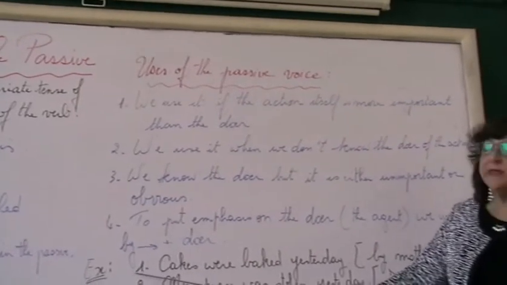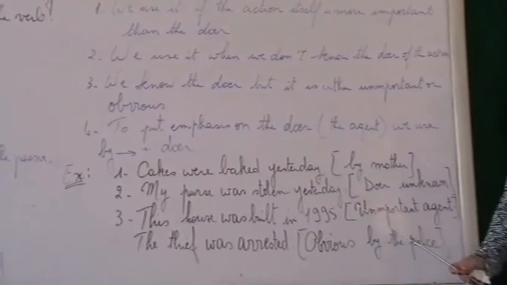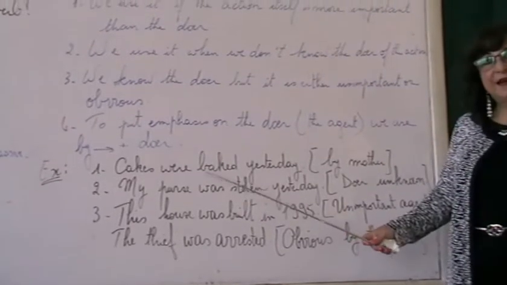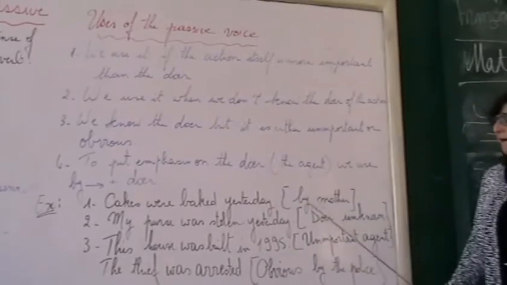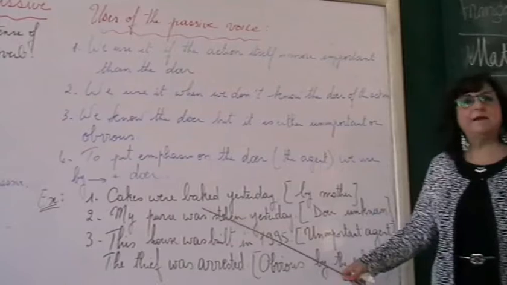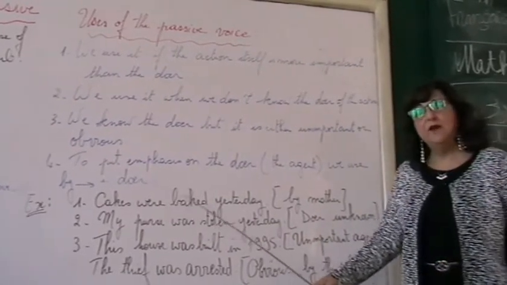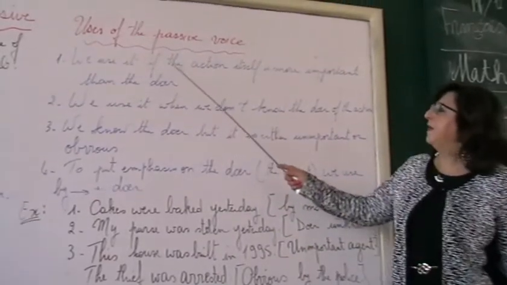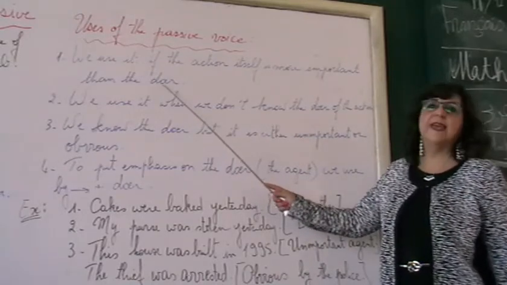Let's have an immediate example here. For example, cakes were baked yesterday. What is important in this sentence is that cakes were baked. I'm more interested in cakes than the doer of the action. I can add at the end by my mother, but it's not important. What's important to me? That the cakes were baked. Alright? So here, mother is not as important as the action itself. So this is the first use of the passive. We use it if the action itself is more important than the doer, the agent.